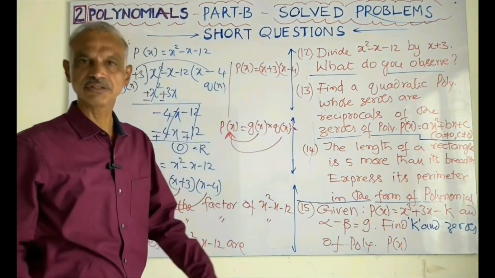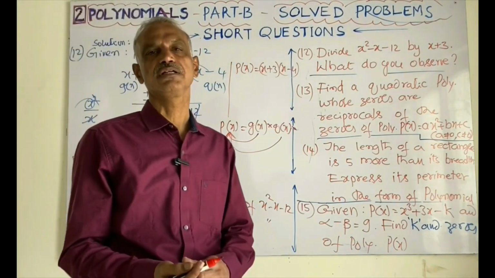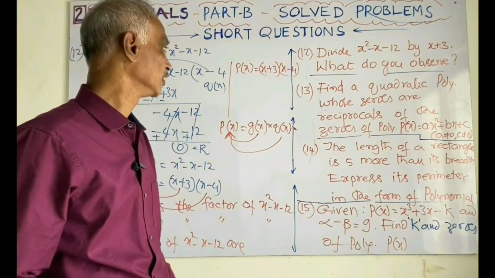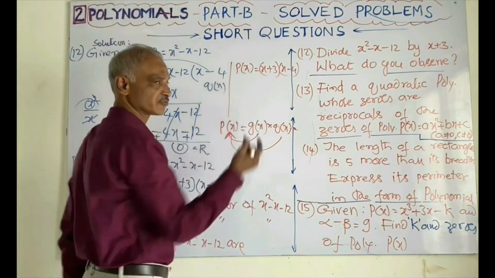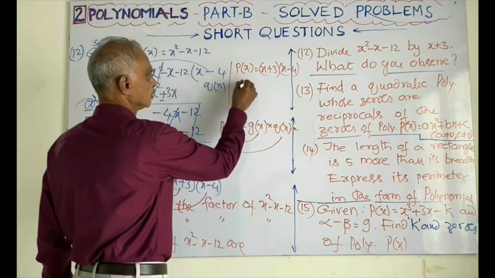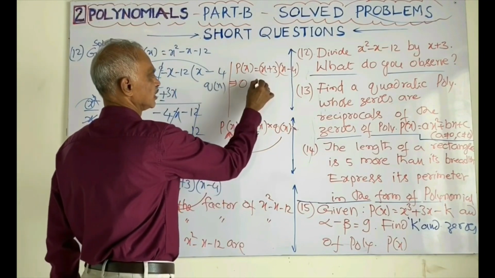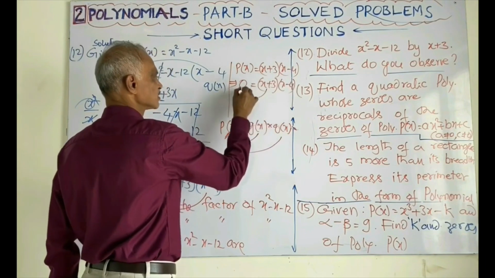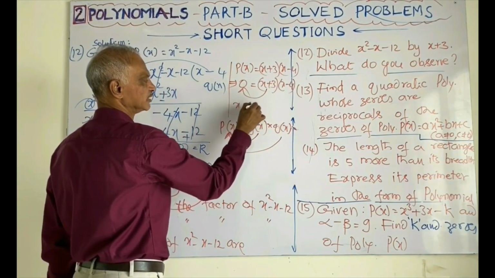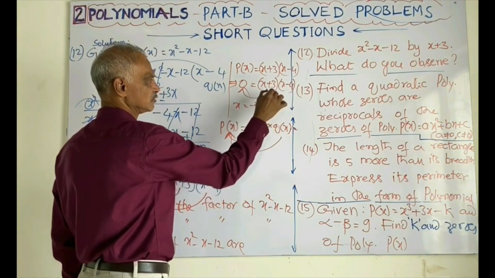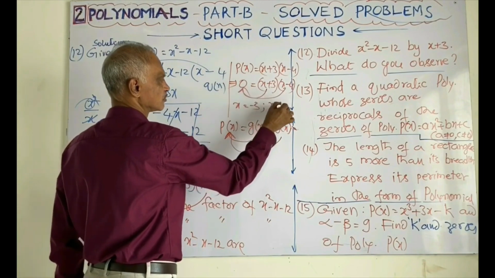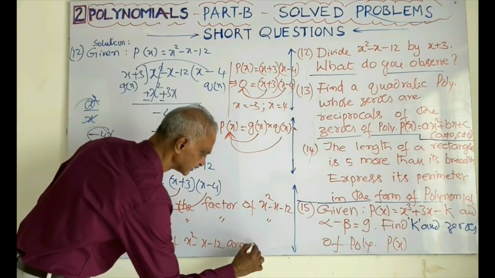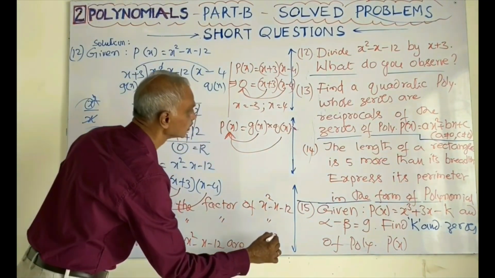How can you find zeros? Zeros are nothing but the values of x, roots, for which p of x is equal to 0. You make it 0. x plus 3 is equal to 0, x is equal to minus 3. What is the other zero? x minus 4 is equal to 0, x is equal to 4. What are the zeros you got? Zeros are minus 3 and 4.